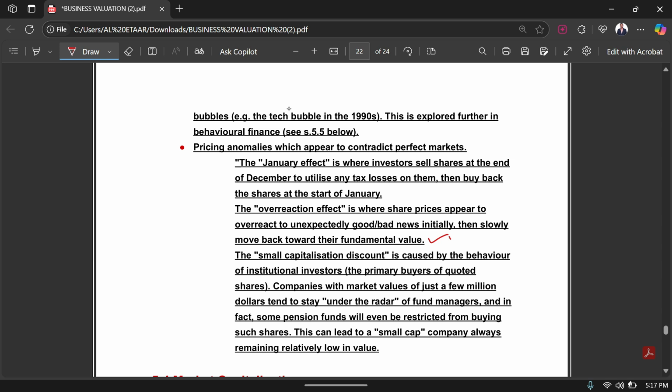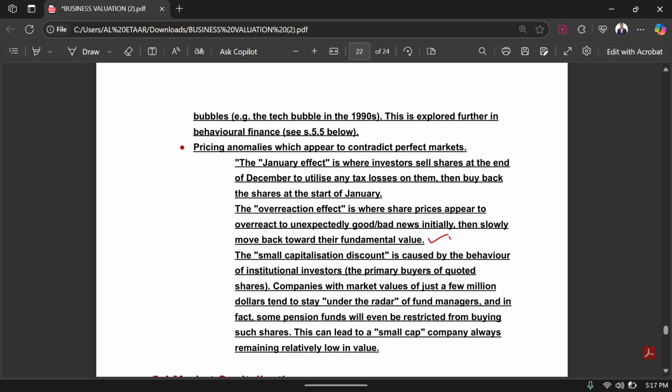Why? Because there's an overreaction from the market: if there's good news, everyone starts to buy, or if there's bad news, everyone starts to sell, right? So it's based on the overall overreaction effect. So these are all the effects that are there in the market, and that is what the pricing anomalies are.